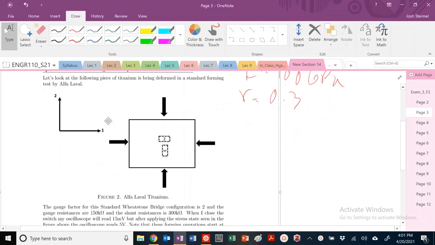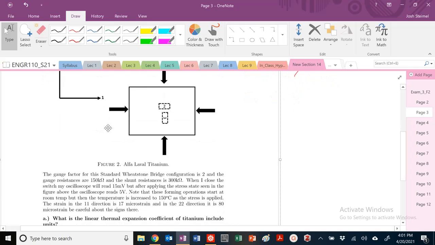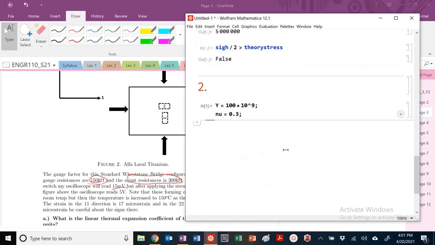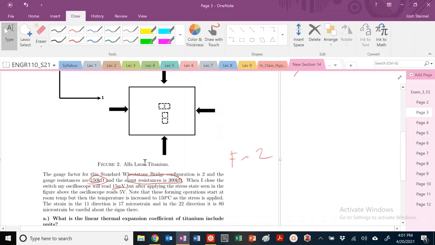So we're deforming this piece of material in the standard forming test. The gauge factor for the strain gauge is 2, so F is equal to 2. The gauge resistances are 150 kiloohm, and the shunt resistor is this. When I close the switch, my oscilloscope will read 15 millivolts. So let's start to write these down. My gauge resistance, R1, is equal to 150 times 10 to the 3. My shunt resistor, RS, is equal to 300 times 10 to the 3.